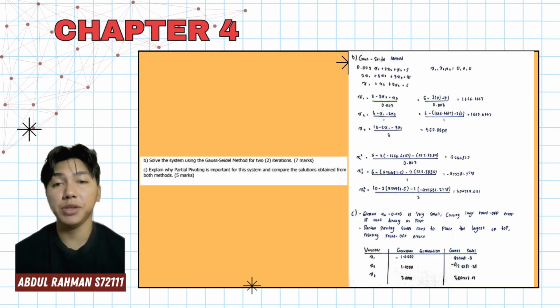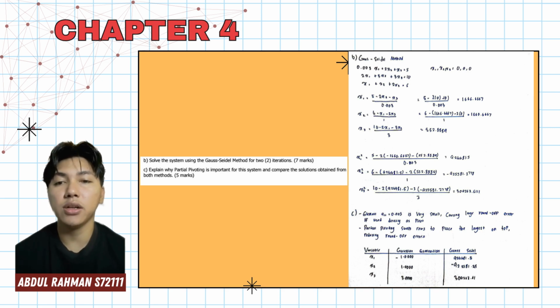Okay, next question B, Gauss-Seidel method, two iterations. Next, we solve the same system using the Gauss-Seidel iteration method, starting with the initial guess 0, 0, 0. We then update each variable using the rearranged equations. After two iterations, the values become extremely large.